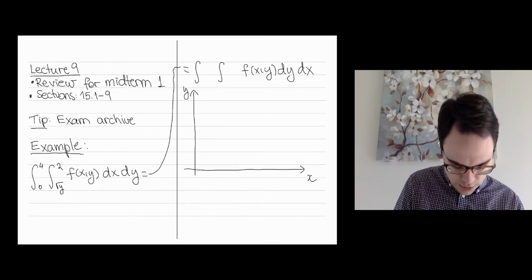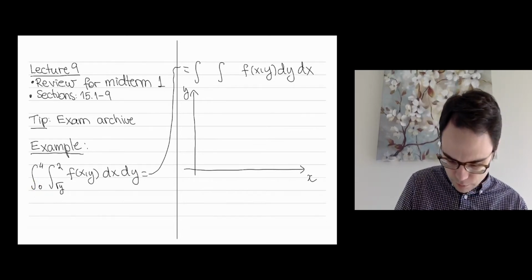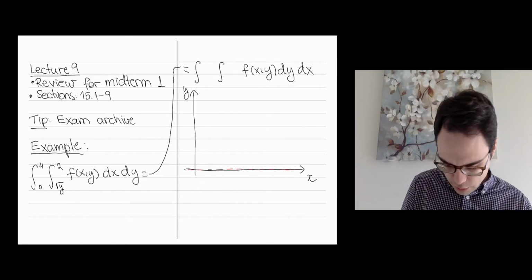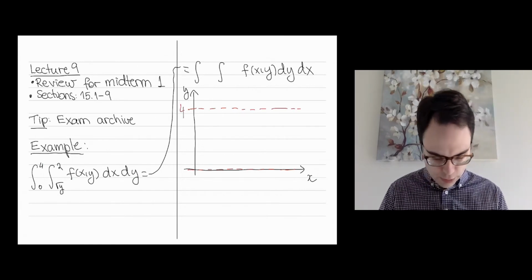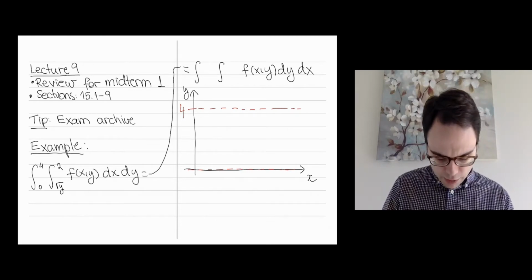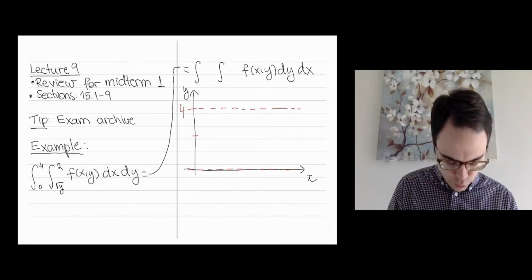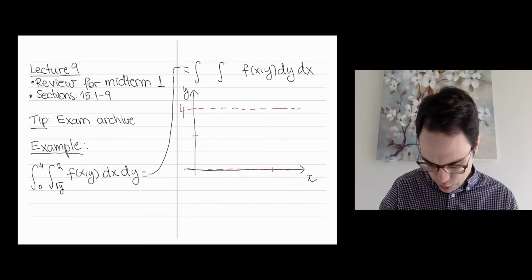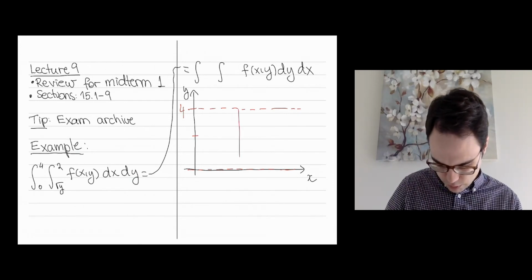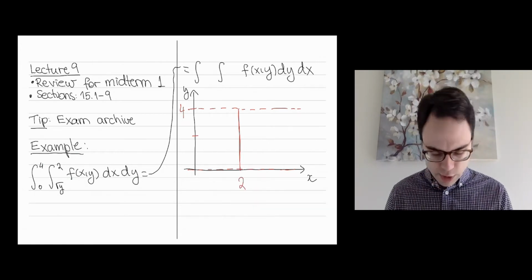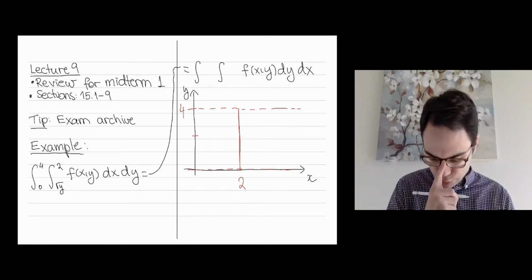Okay, so we know that the minimum value of y is 0, and the maximum value of y is 4 on this region. So up here, y is equal to 4. And then for an intermediate value of y, x goes from root y to 2. So x always stops at 2. So this is always the last value of x. Maybe I should draw it to a better scale like this. So here's 2. So x always stops at 2, and it starts at the curve x equals root y.